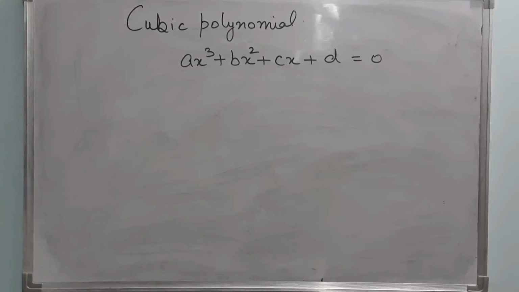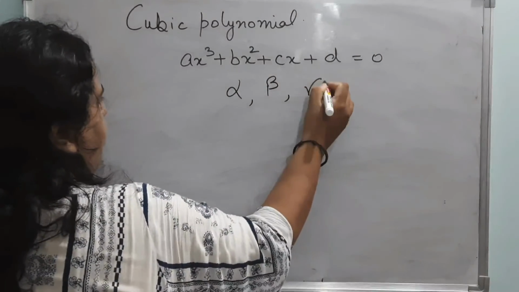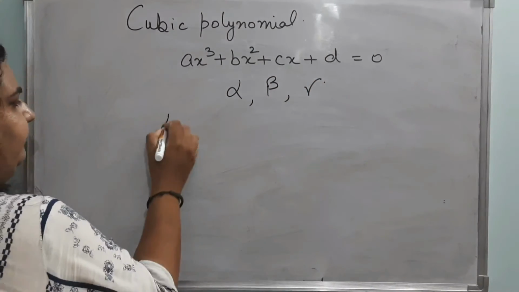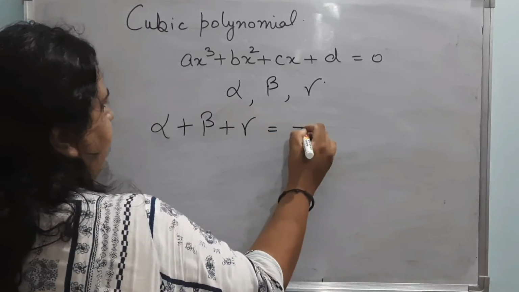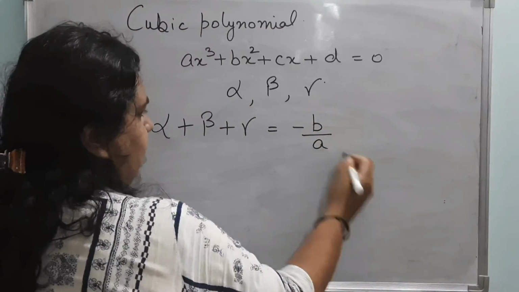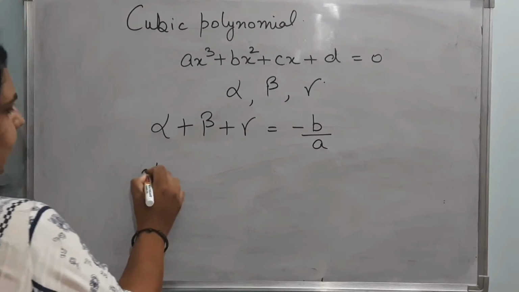Here we will get 3 roots. In a quadratic equation we will get 2 roots, in a cubic equation we will get 3 roots. So what will be the roots? Alpha, beta and gamma. Alpha plus beta plus gamma, the sum of roots, equals minus b on a.